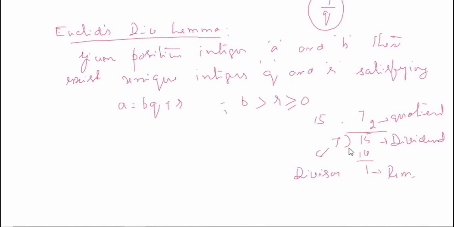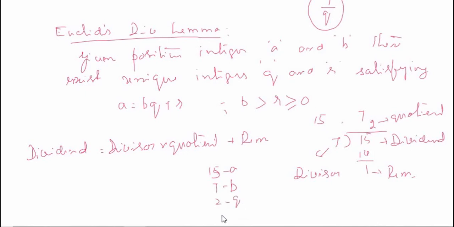And we know how to represent all these things together, that is dividend equal to divisor into quotient plus remainder. So now we can say 15 is A, 7 is B, 2 is Q, and 1 is R. So here 15 equal to 7 into 2 plus 1. So 15 is A equal to B, Q plus R. So the way we represent is the same as Euclid's division lemma. So Euclid's lemma is the formal statement of this method.